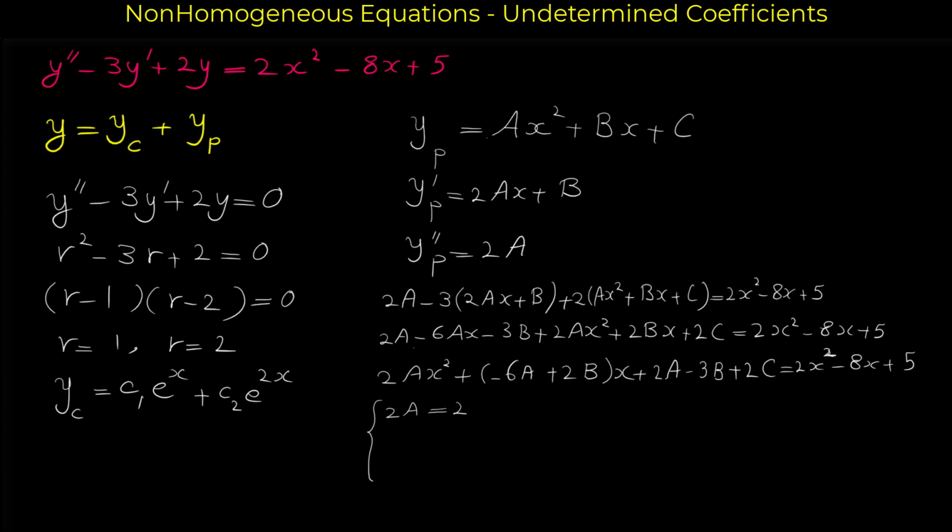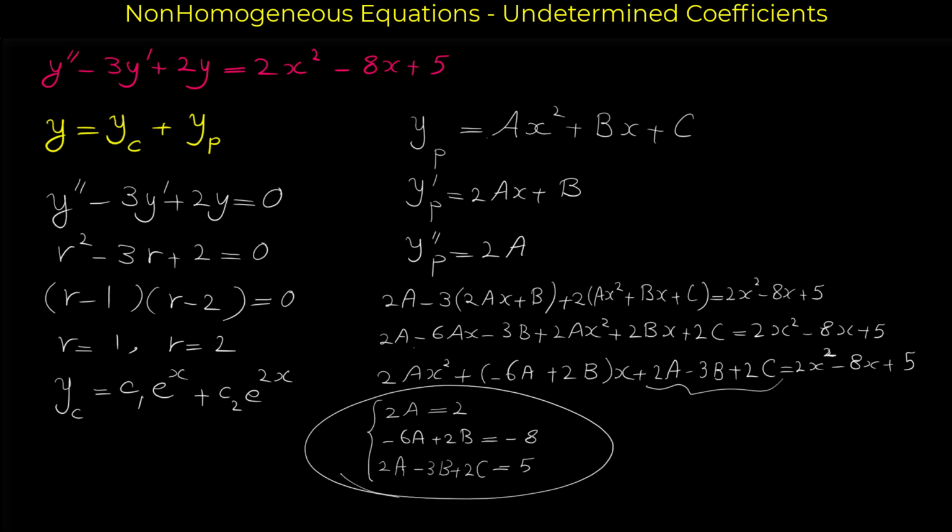Now let's go for x. What is the coefficient of x here? Negative 8. What is the coefficient of x here? Negative 6a plus 2b. This should be equal to negative 8. And finally, 5 is the constant on the right side. But what is the constant on the left side? This expression: 2a minus 3b plus 2c. Now from this system of equations, we have 3 equations with 3 unknowns. Simply we can find a, b, c.